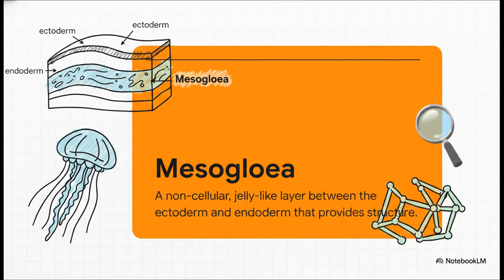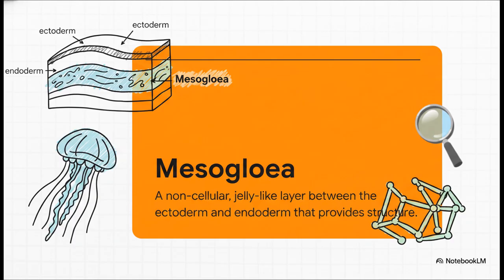Okay, so we have an outer layer and an inner layer. But what's in between them? Well, there's this non-cellular, jelly-like substance called the mesoglea. It's a bit of a tricky word. Let's try it. Mesoglea. Mesoglea.